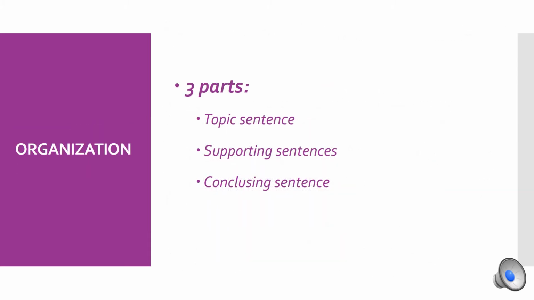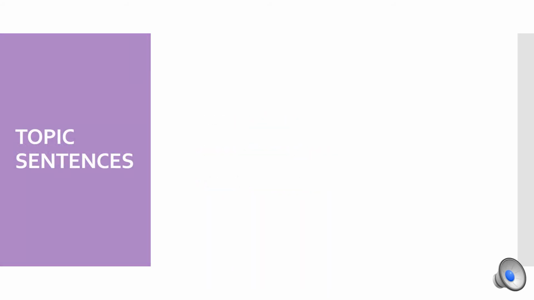For the organization, it is actually similar to other types of paragraph. There are 3 parts: topic sentence, supporting sentences, and concluding sentence. Now, we will analyze each part in detail. So for the topic sentence, there are actually 2 sentences, so it is topic sentences.